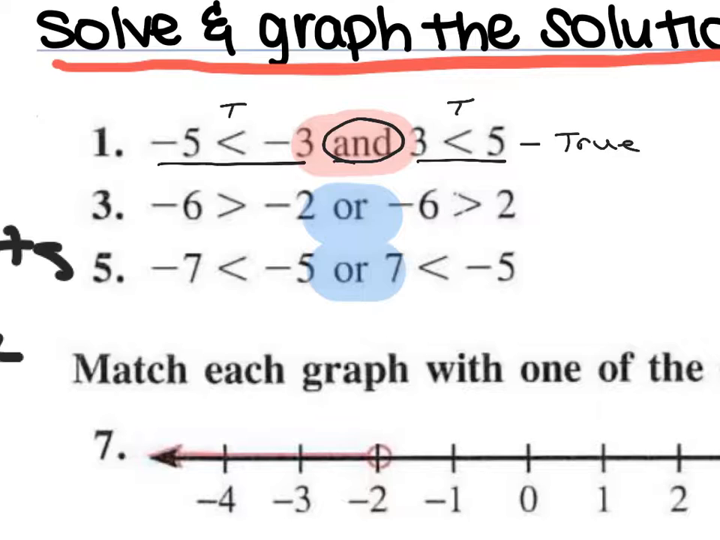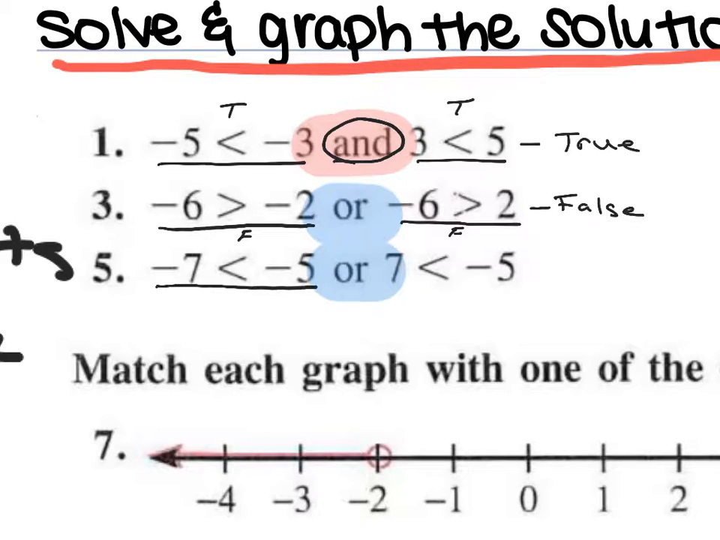Otherwise, it is false. So now we've got or, which means not both of them have to be true, just one part has to be true. It could be both, but I need at least one part to be true. -6 is greater than -2. True or false? False. -6 is greater than 2. False. That's false as well. So since neither one of them is true, this has to be false. Remember, the or means at least one of them has to be true. So that word or, again, means one or the other has got to be true for me to write true.